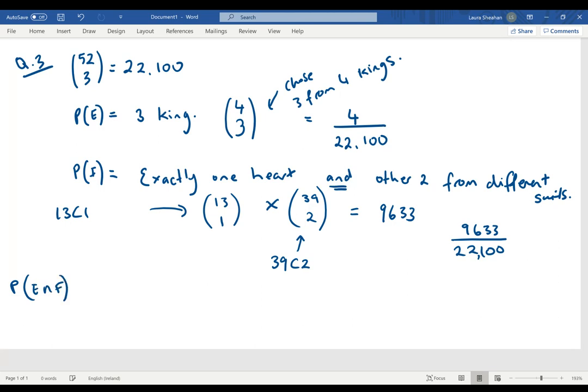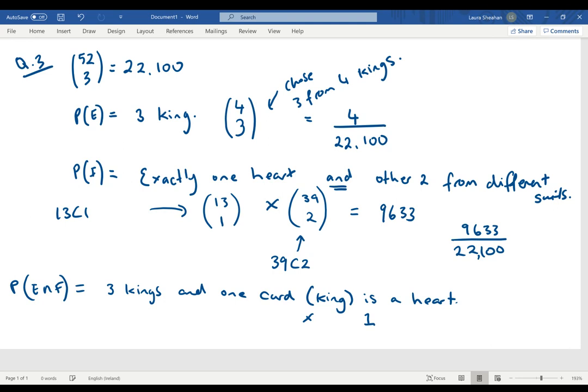I'm then looking for P(E intersection F). So the probability that E and F happen together. They have to be 3 kings, and one of those kings has to be a heart, because all 3 of them are kings. Exactly 1 card has to be a heart, and there is only 1 king of hearts, so there's only 1 option for that.